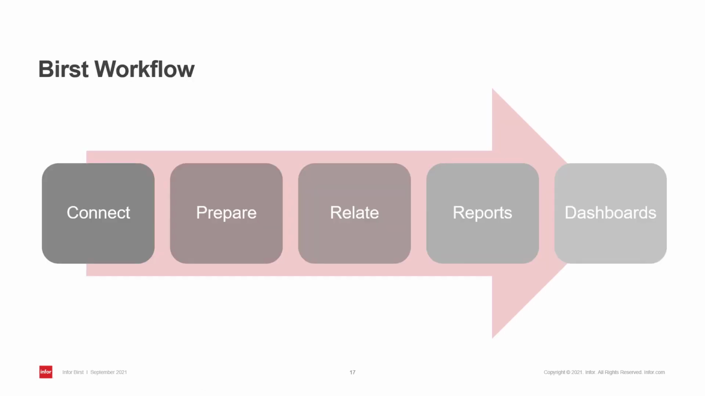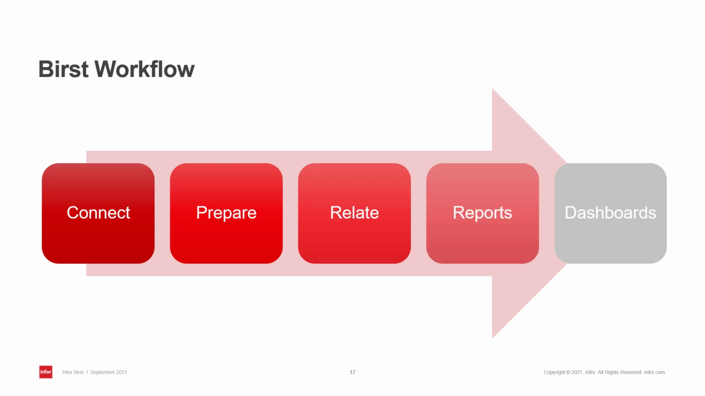When it comes to going from raw data to a dashboard, there are a few steps in the process. You start with connecting to the data and importing it into Birst. Then you prepare your data. This means things like cleansing it and adding transformations and calculations to it. After that comes relate. In this step, you define relationships between your data sources. When data is ready, you build reports and visualizations. Lastly, you put together a dashboard.